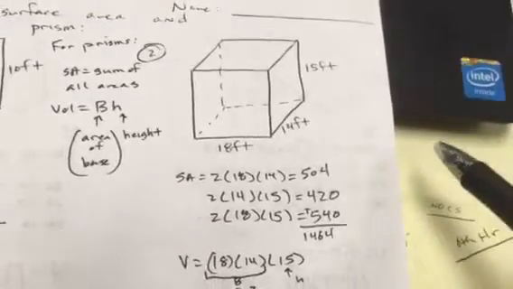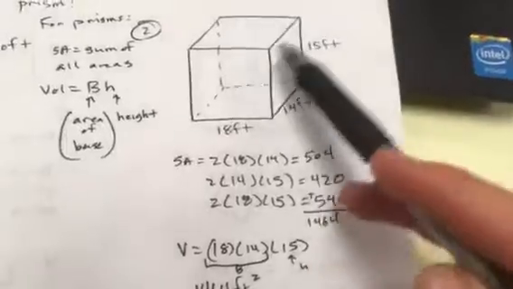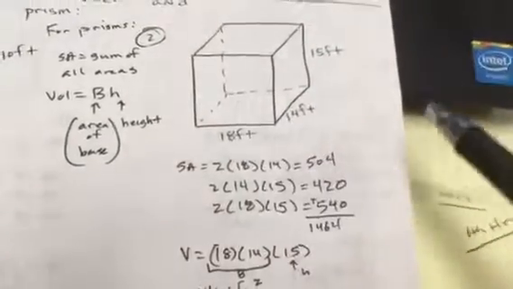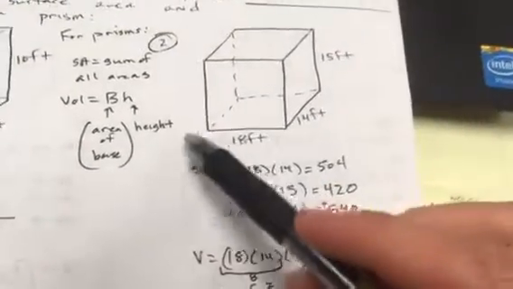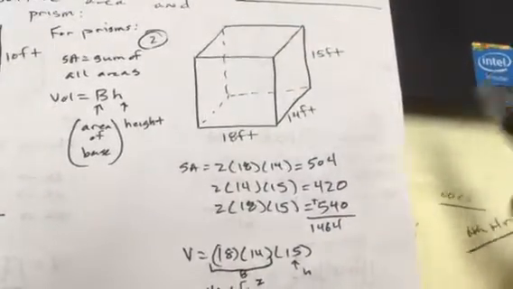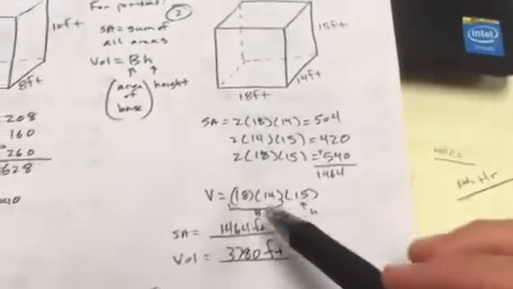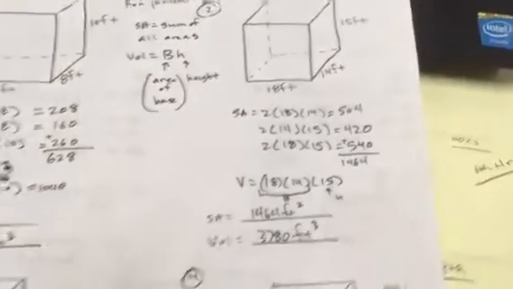All right, same thing here with number 2. The top and the bottom, 18 by 14, so that's why it's doubled. The right side and the left side, 14 by 15, that's why it's doubled. And then the front and the back, 18 by 15, that's why it's doubled. The volume is length times width times height, area of the base times height. Those are the numbers we get there, folks.